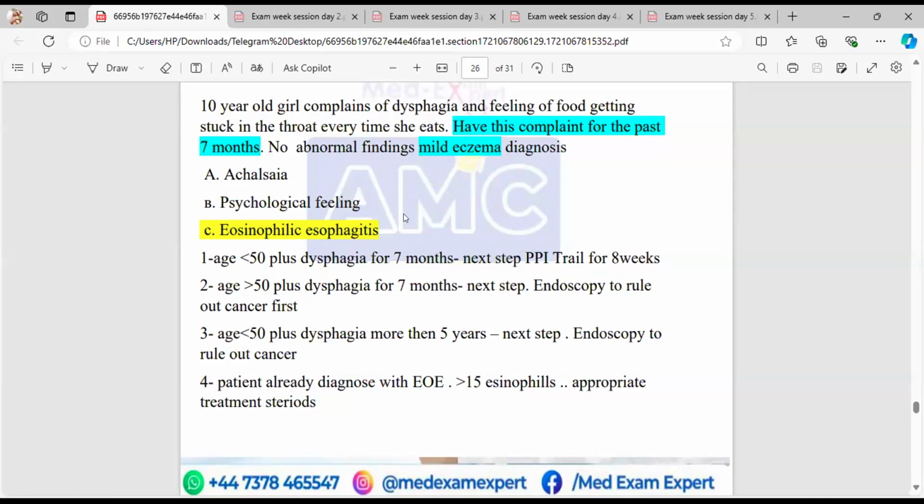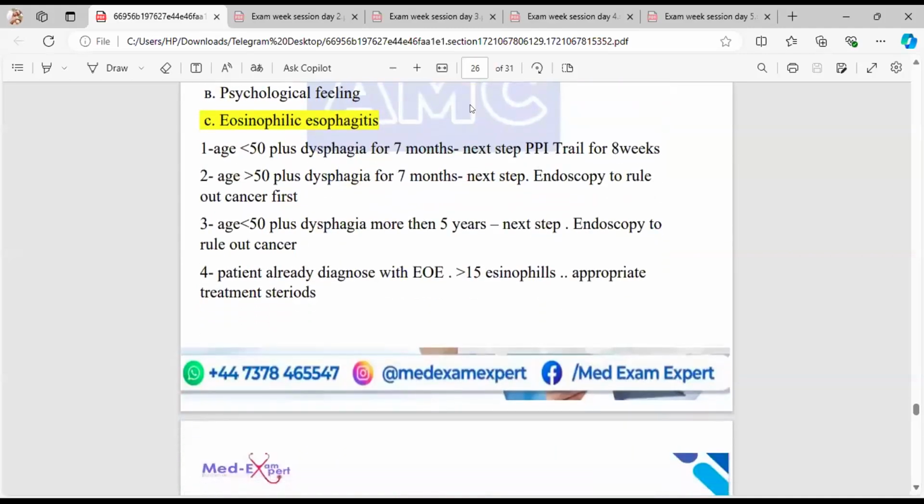But if the patient has dysphagia, meaning a GERD gut problem, for more than 5 years, even if the age of the patient is less than 50, then we will do endoscopy. Why? Because dysphagia for more than 5 years is a very big red flag point for cancer. So please try to find all of these points in your question. I wrote these points in bullet points for you.